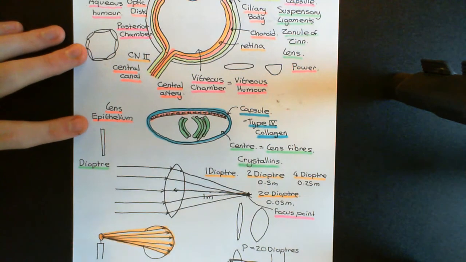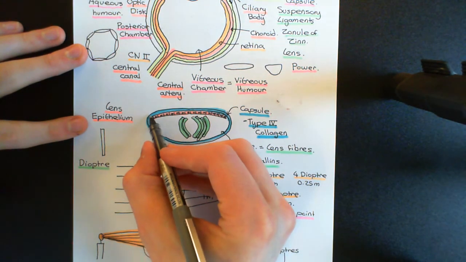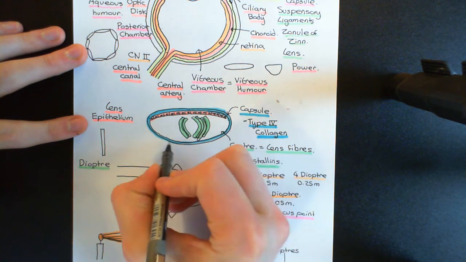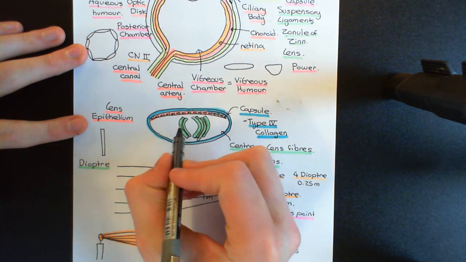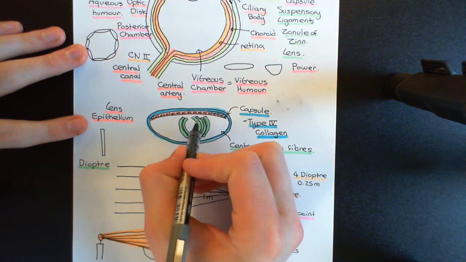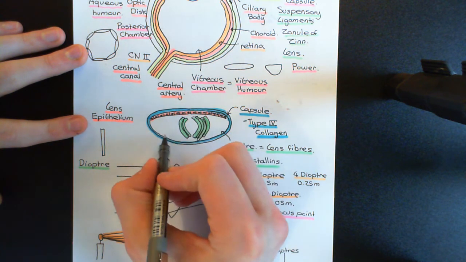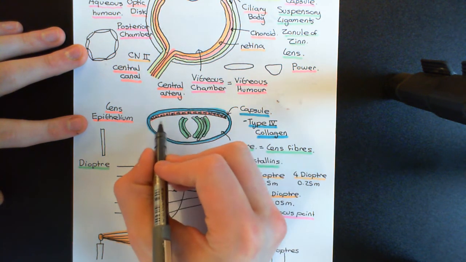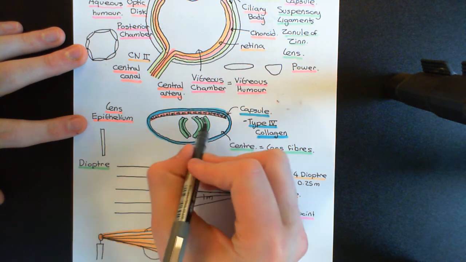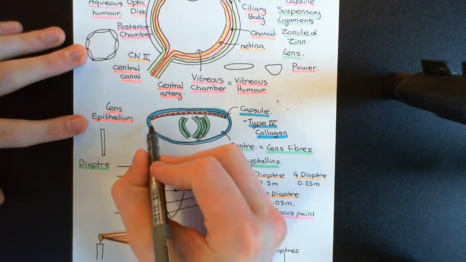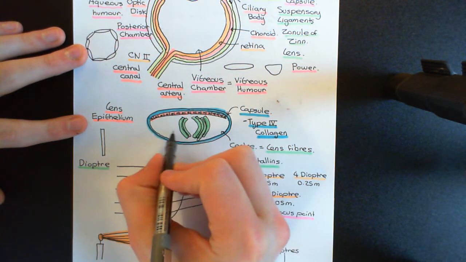So remember when we talked about the anatomy of the lens, we talked about how it has a capsule here, like so, and then the centre. Now, the idea with a cataract operation is that we're going to take out the centre of the lens here, and we're going to stick in, instead of the natural centre of the lens, an artificial lens inside the capsule.